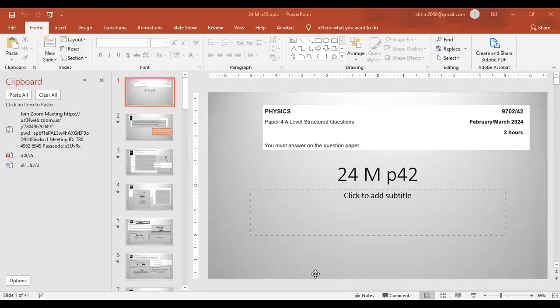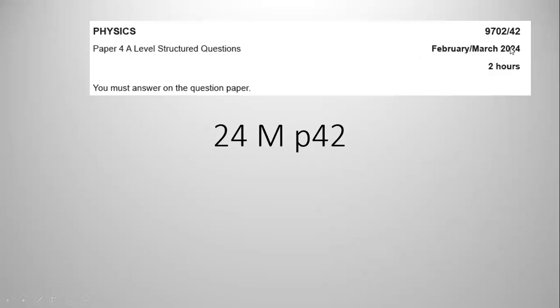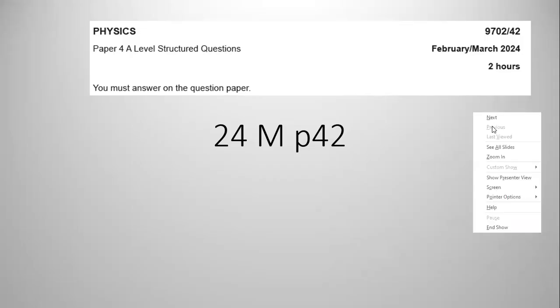Okay, the next paper we discuss is February, March 2024, paper 42. Got the paper? Found the paper? Yep, found the paper.